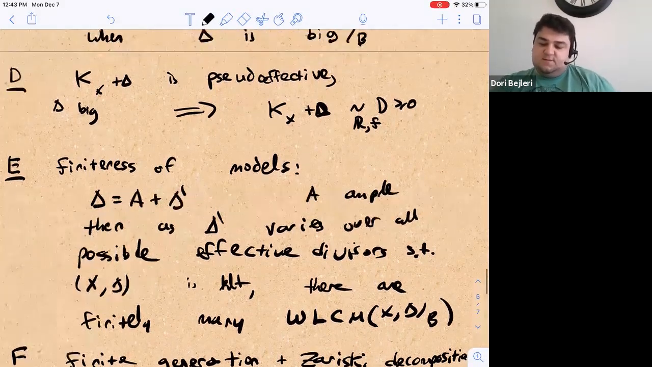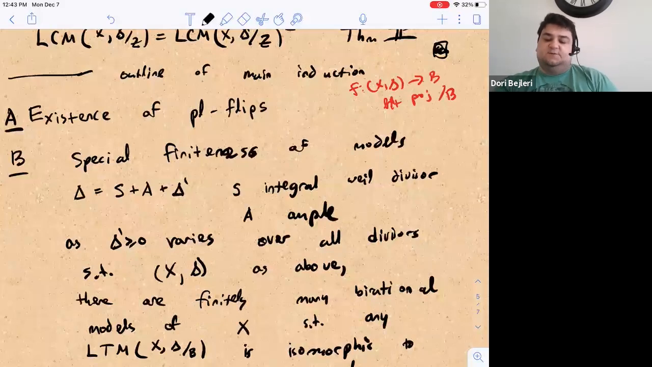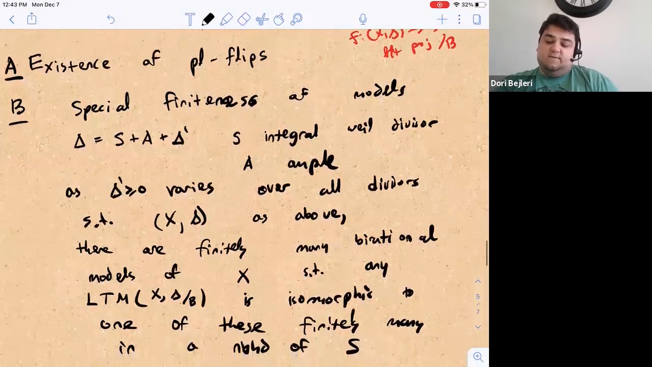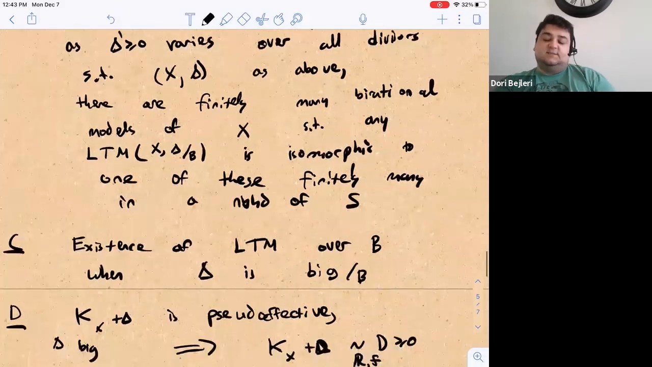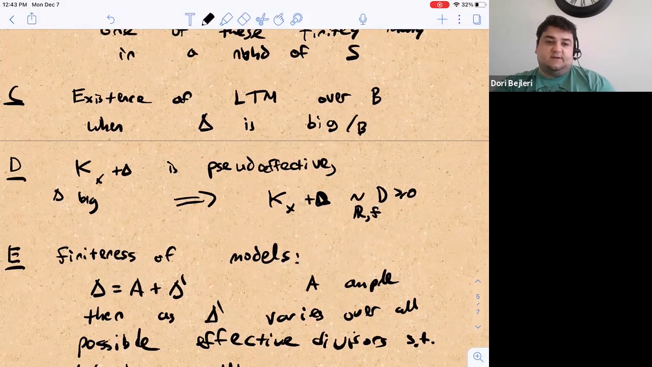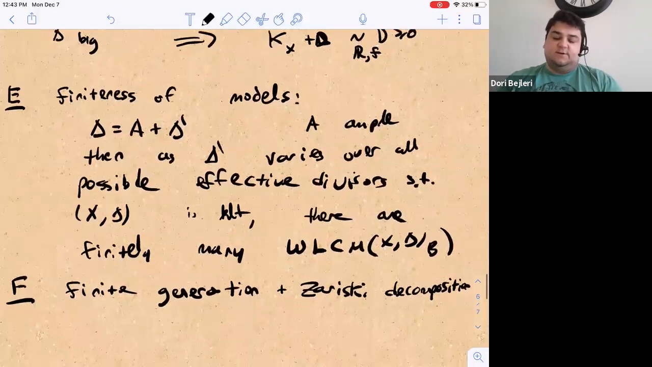Okay, so to recap, the main results that are woven within each other to actually do this induction are: existence of PL flips, so we need that to begin running the minimal model program; special finiteness, finiteness of models if you only care about what's happening in a neighborhood of some divisor S; existence of log terminal models; this non-vanishing, that if K_X plus Δ is pseudo-effective, then it's actually effective, at least under the big assumptions; finiteness of models in general; and then finite generation.